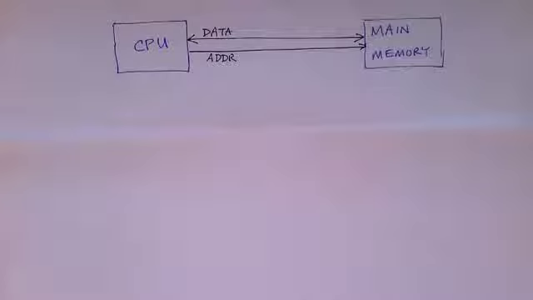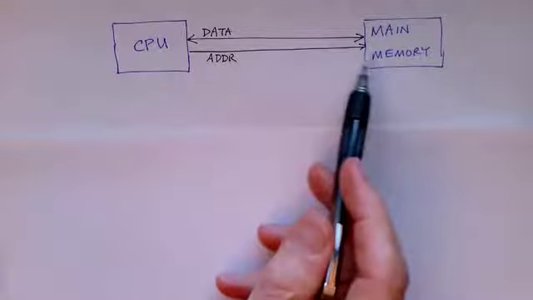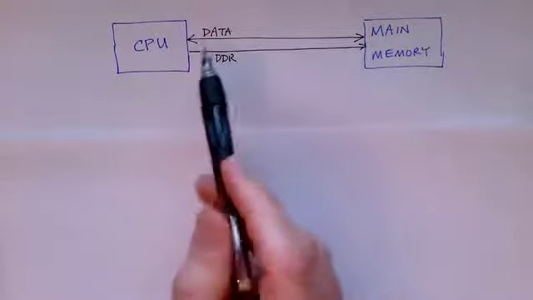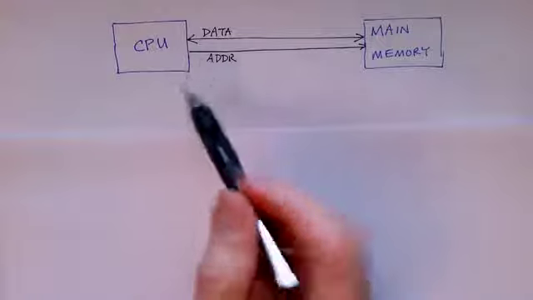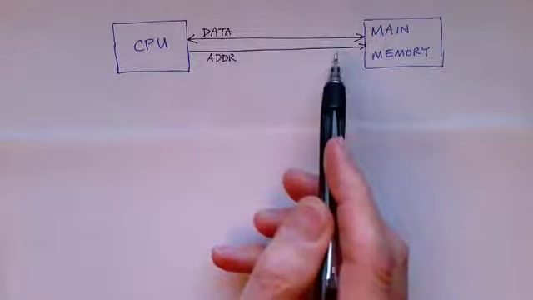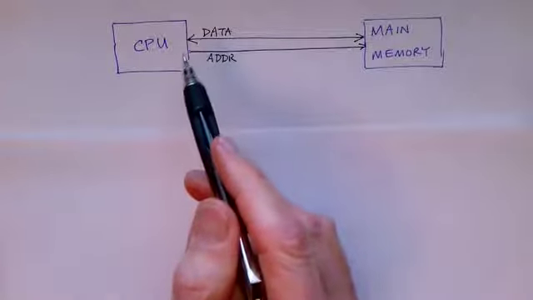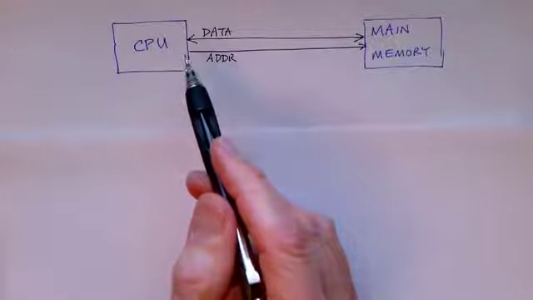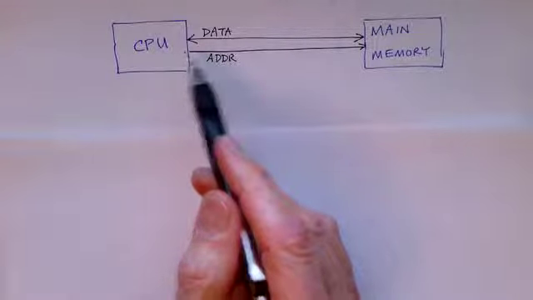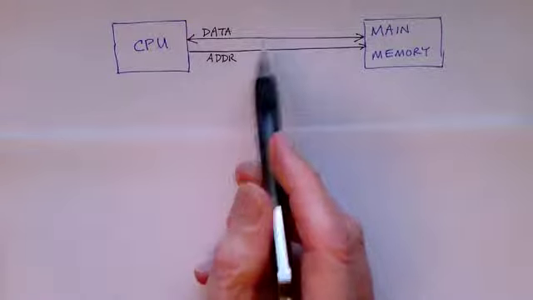Here is the basic block diagram for any computer. On the left-hand side you see the central processing unit, and over here you see the main memory. From time to time the CPU needs data out of the memory, so it sends an address to the main memory, and the memory sends the data back. And periodically the CPU will want to update memory. It will do writes to memory as well as reads, and when it does a write it will send an address to the main memory as well as data to the main memory.